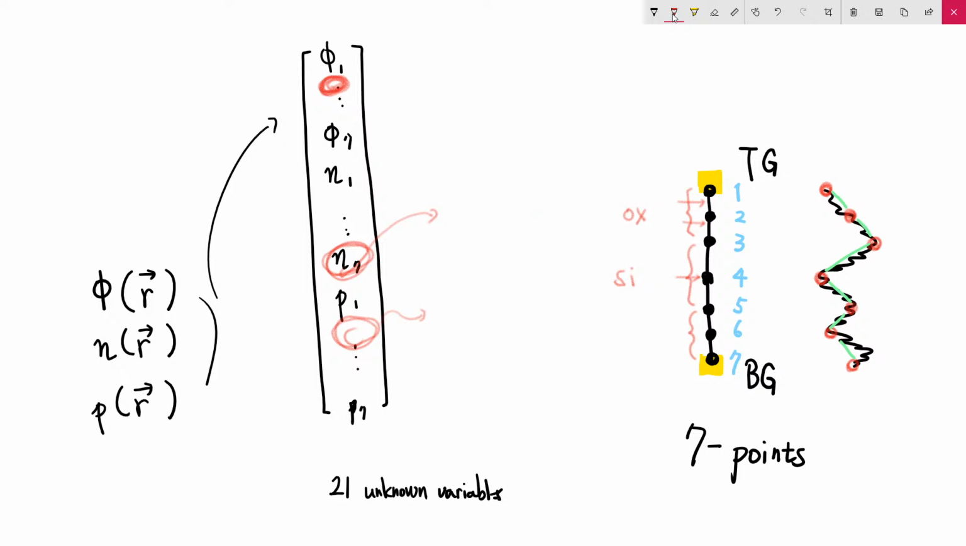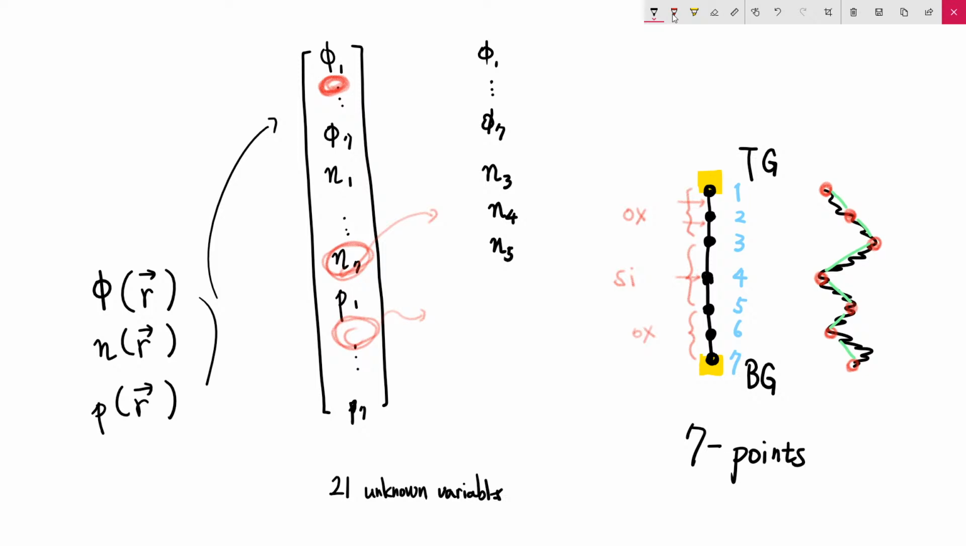So, you know that we have used 21 variables, but actually the number of our unknown variables can be reduced a lot. I mean phi 1 up to phi 7. And how about electron density? In the case of electron density, N1, N2 do not exist, so we can define N3, N4, N5.